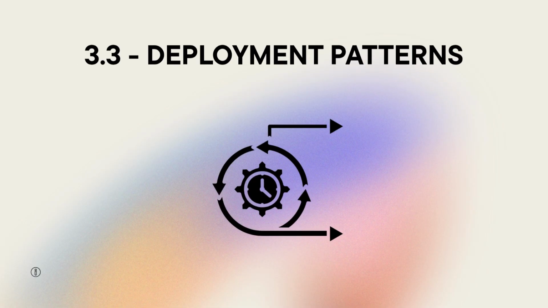Welcome to section 3.3, Deployment Patterns. In this lesson, we'll explore how AI models are delivered into production systems. We'll look at the three primary modes of deployment: batch, online, and edge. Each has unique benefits and constraints that impact latency, cost, and scalability.